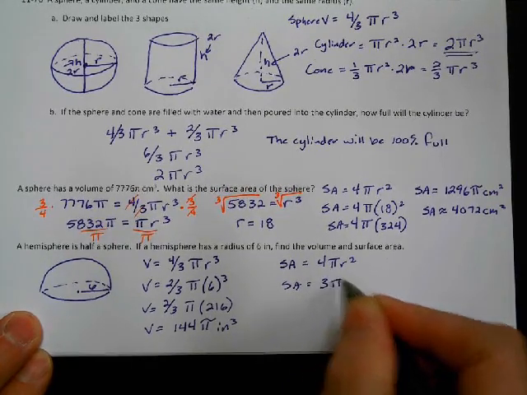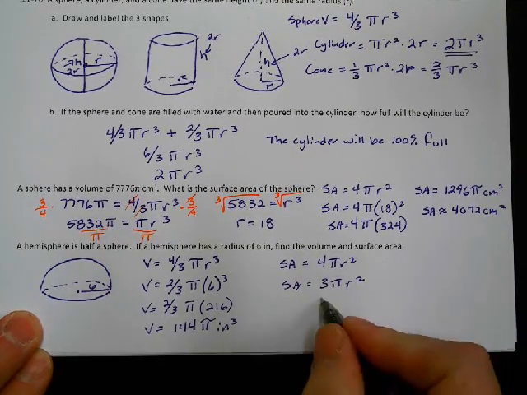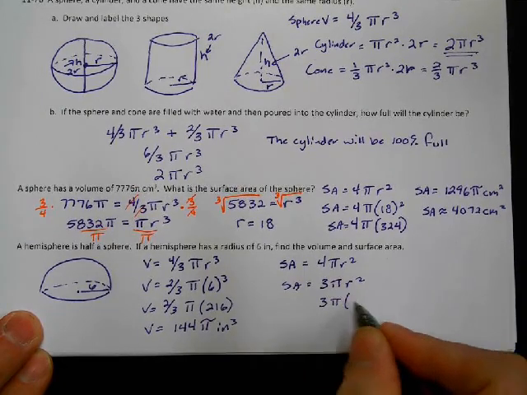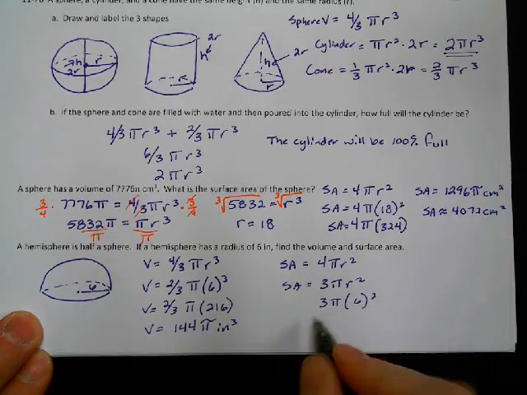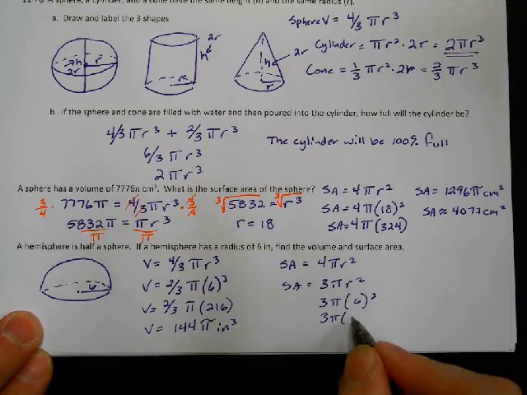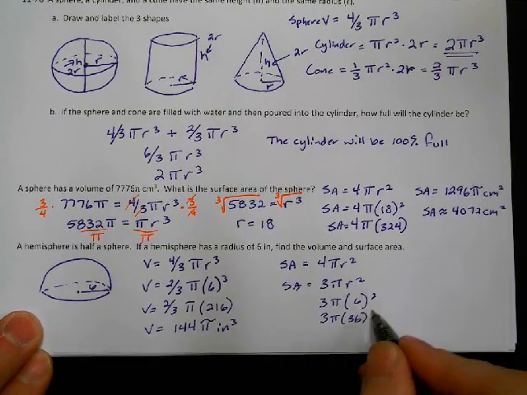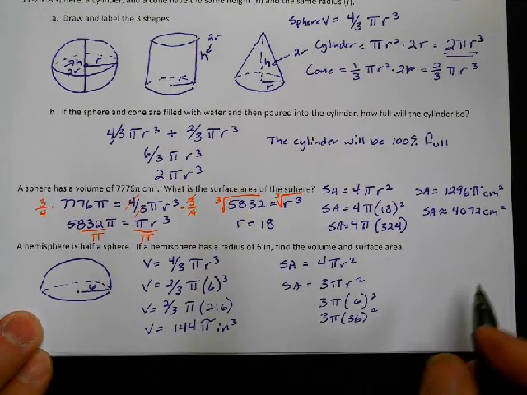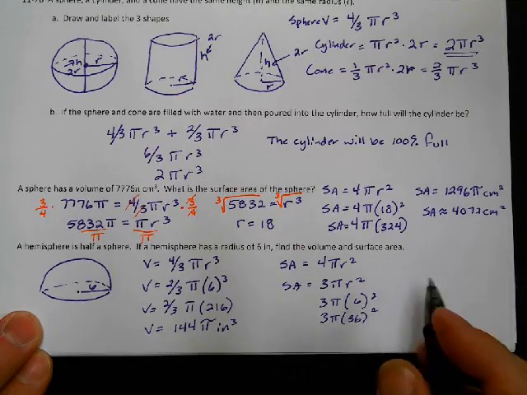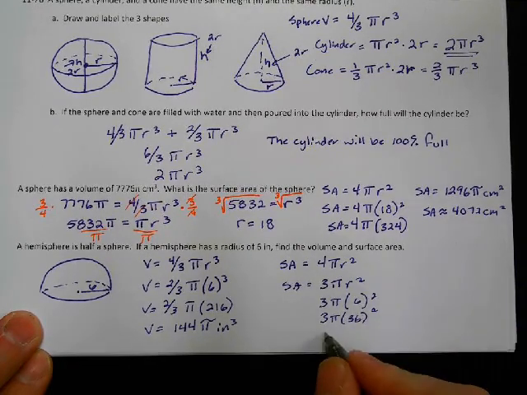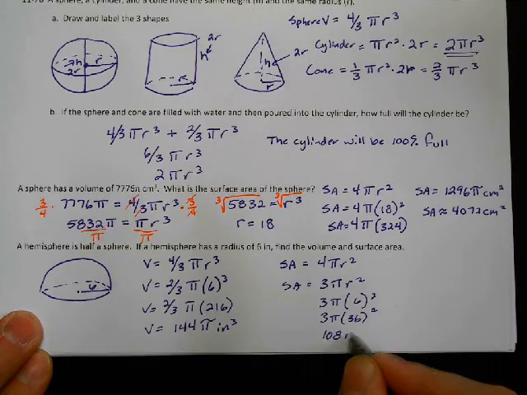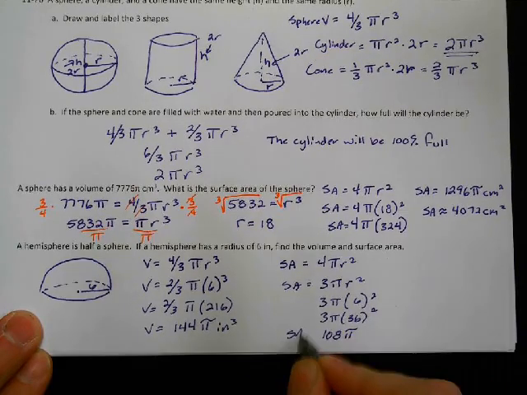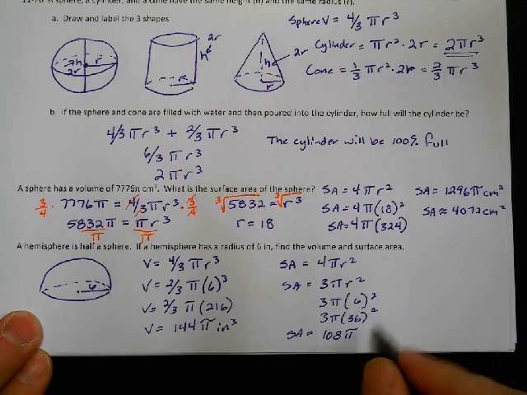So we would do 3 pi times 6 squared. That's 3 pi times 36, which is 108. So 108 pi is our surface area, and that would be in inches squared.